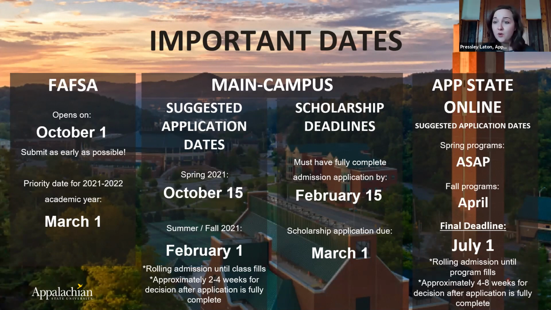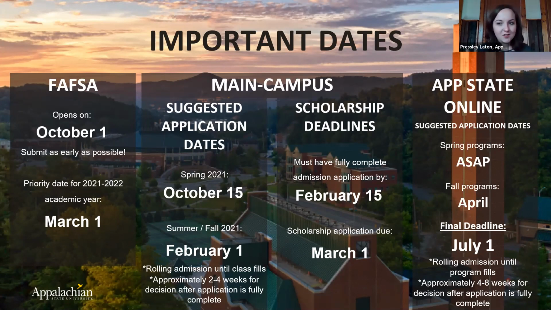If you're thinking about a summer or a fall semester, we encourage February 1st as the date to apply. And for our decision turnaround time, it's actually pretty quick with this rolling admission process. So once you fully complete your admission application, and you'll know it when you see it because we will email to let you know that your application is fully complete, you can expect a decision within about 2 to 4 weeks from the time that you complete your admission application.